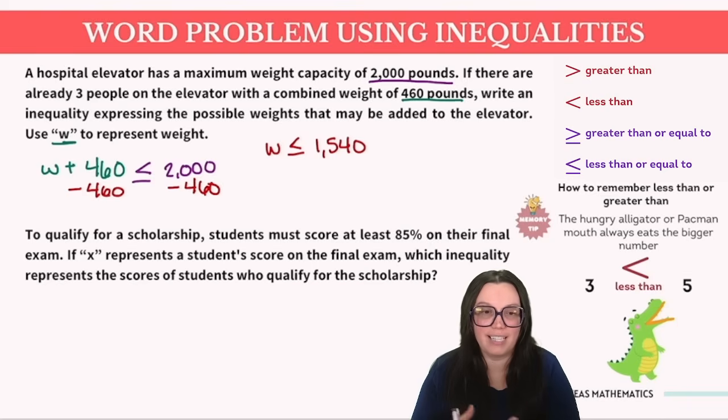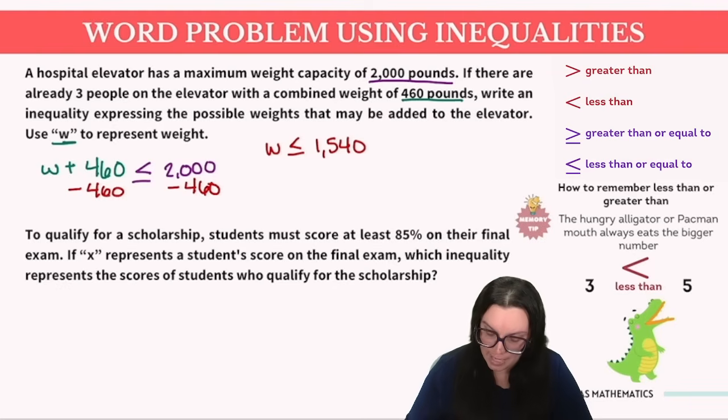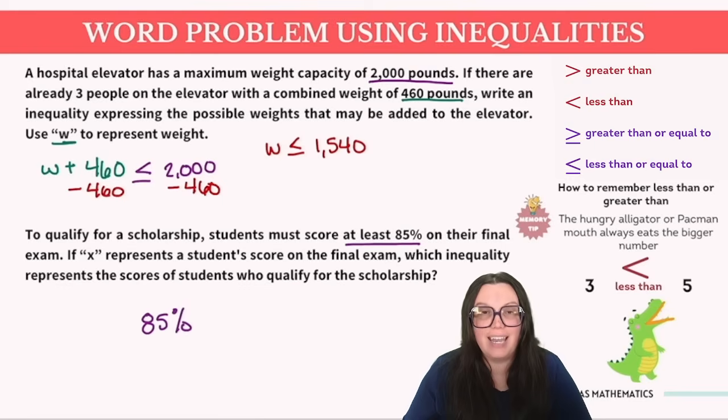Our next example states, to qualify for a scholarship, students must score at least 85% on their final exam. If X represents the student's score on the final exam, which inequality represents the score of students who qualify for the scholarship? So as we know, these students have to have at least 85% on their exam. So we're going to put 85% over here on the right side of our equation. And now we need to figure out what we need to solve for X.